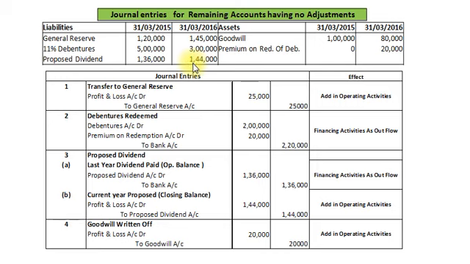And we will make a provision or propose for the current year dividend, and our accounting entry will be: profit and loss account debit to proposed dividend account rupees 1 lakh 44,000. This will be added back to profit in operating activities.